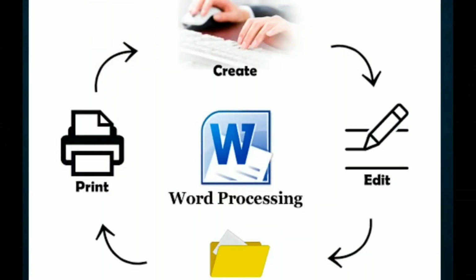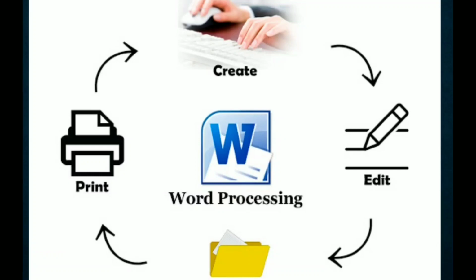Now see in this picture, word processing is written. So it is telling how many works word processing features can do. It can create, means it can create a new document. It can edit, okay, means to add on something. After editing, we can save. And after saving, we can easily print it.